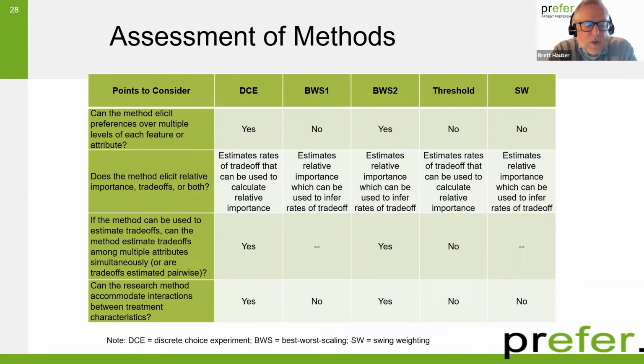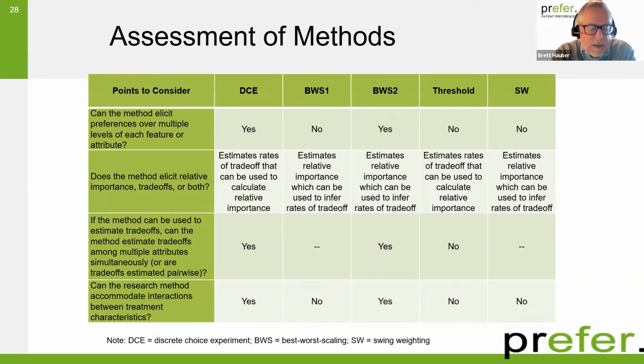So in general, Best-Worst Scaling 1, threshold, and swing weighting estimate preferences for each attribute or a single change in the levels of each attribute. In contrast, DCE and Best-Worst Scaling 2, again, because they are profile methods, almost always elicit preferences for more than 2 levels of each attribute. DCE and threshold technique tend to estimate rates of trade-off first, and then use that information to calculate relative importance, whereas swing weighting and Best-Worst Scaling 1 tend to do it the other way around. However, DCE can be used to estimate multiple trade-offs simultaneously, while the threshold technique tends to estimate one trade-off at a time.